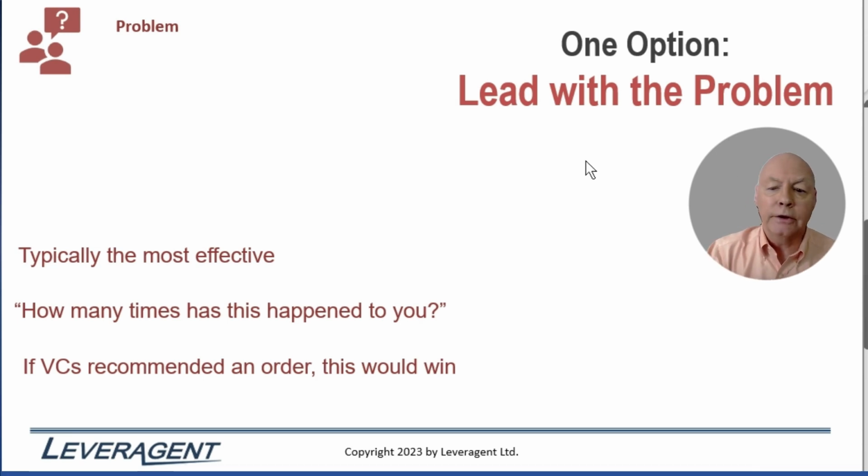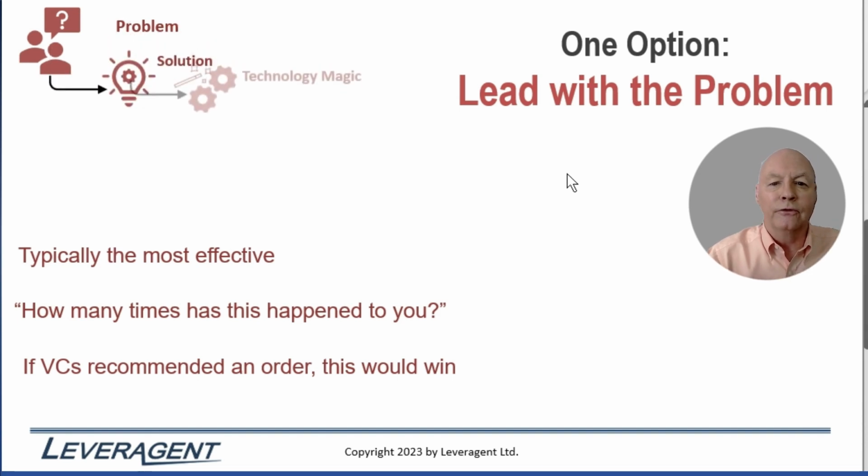If VCs recommended an order, this would always win. The VCs kind of like this, this is what they're used to. It isn't always the best versus some other options, but it is a good one. Typically right after that, obviously, would be the solution.